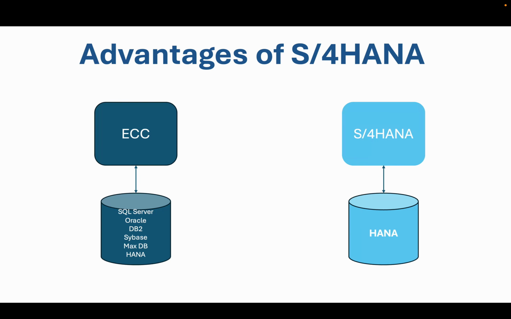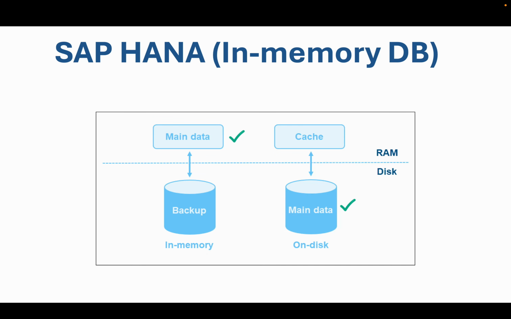Now let's take a look at the key advantages of S4HANA. While ECC can run on various databases such as SQL Server, Oracle, DB2, Sybase, MaxDB, and HANA, S4HANA can run only on SAP's HANA database. HANA is an in-memory database offered by SAP that stores data in memory and also in column-oriented databases for easy calculations and retrieval of data. S4HANA as an application is optimized in a way to take advantage of the in-memory capabilities offered by the HANA database.